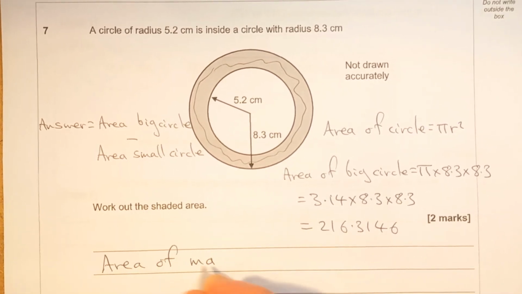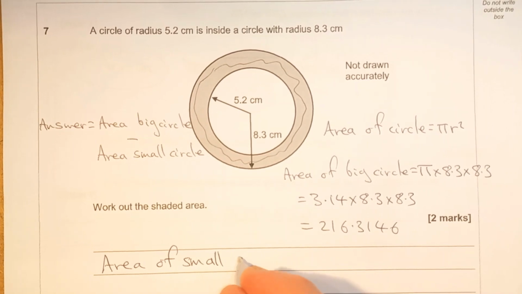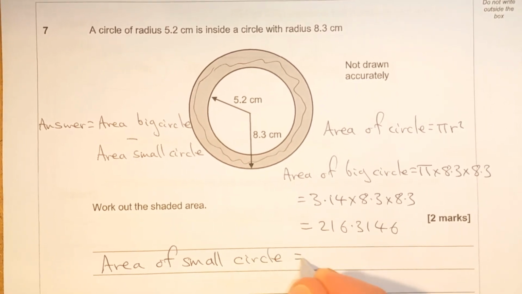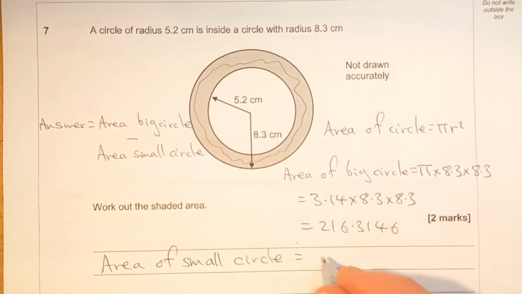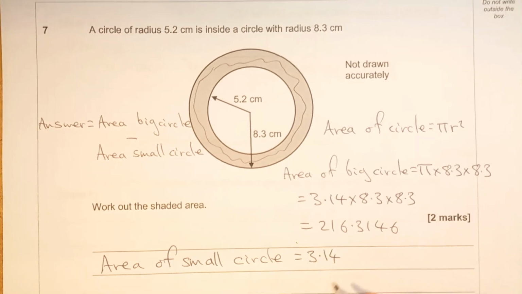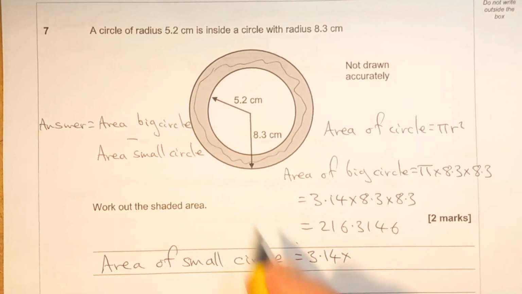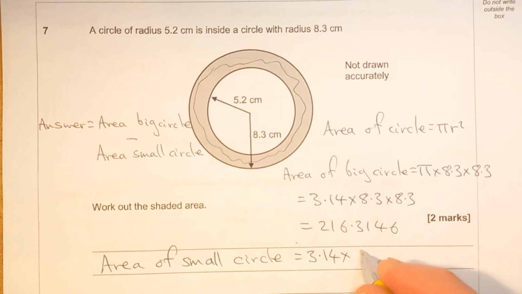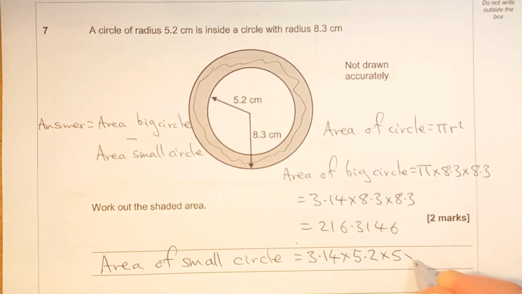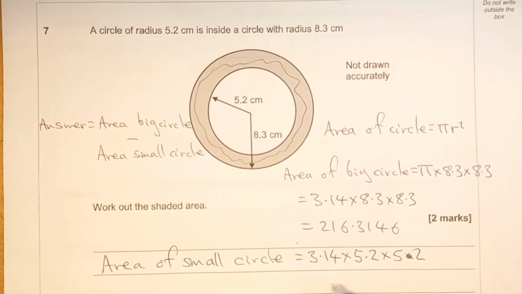Okay, so now we want the area of the small circle. This is what we're going to take away. So it's going to be pi again, which we've already seen we can use as 3.14. And r, in this case, is just 5.2. But it's still squared, so it's times another 5.2.